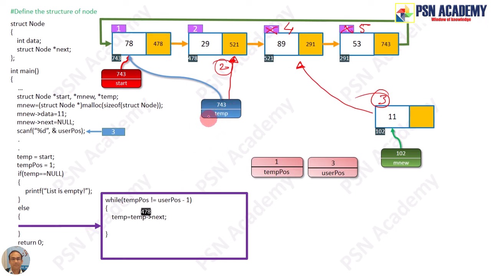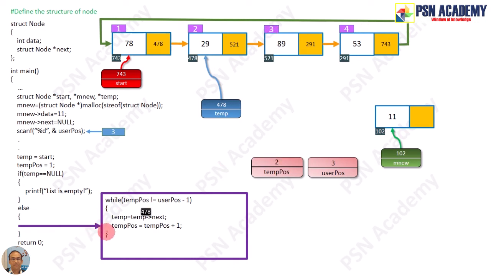So temp is at 743 now. The temp next is 478. So temp will be loaded with 478 and it will start pointing to the second node. Right? Now we update temp pose. We increment the temp pose by 1. Now temp pose will become 2. Right? Now you get back and check the while condition again.